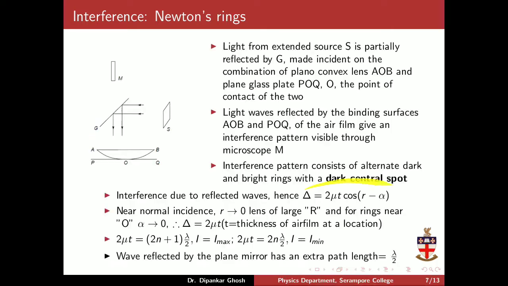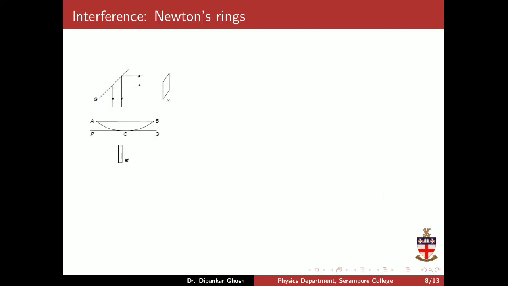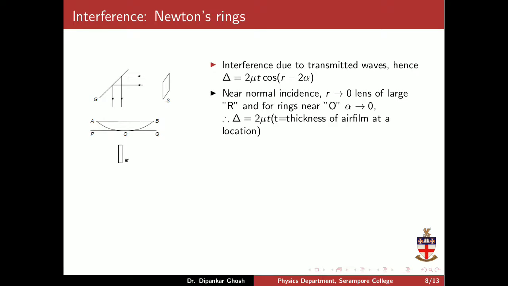Now, there can be another case. This is for reflected rays, the type of Newton's rings we will see. Now, for transmitted rays, we just place the microscope on the side of PQ, not on the side of G. See, you have placed the microscope here. Now, here the rays will be coming. For interference due to transmitted waves, we will have delta equal to 2 mu t cos r minus 2 alpha. But r is tending to 0 here because of near normal incidence, and capital R, the radius of curvature of the lens, plano-convex lens AOB, or more precisely the surface AOB, is very large. We can say alpha also tends to 0, so the path difference becomes 2 mu t, where t is the thickness of the air film at a particular location.